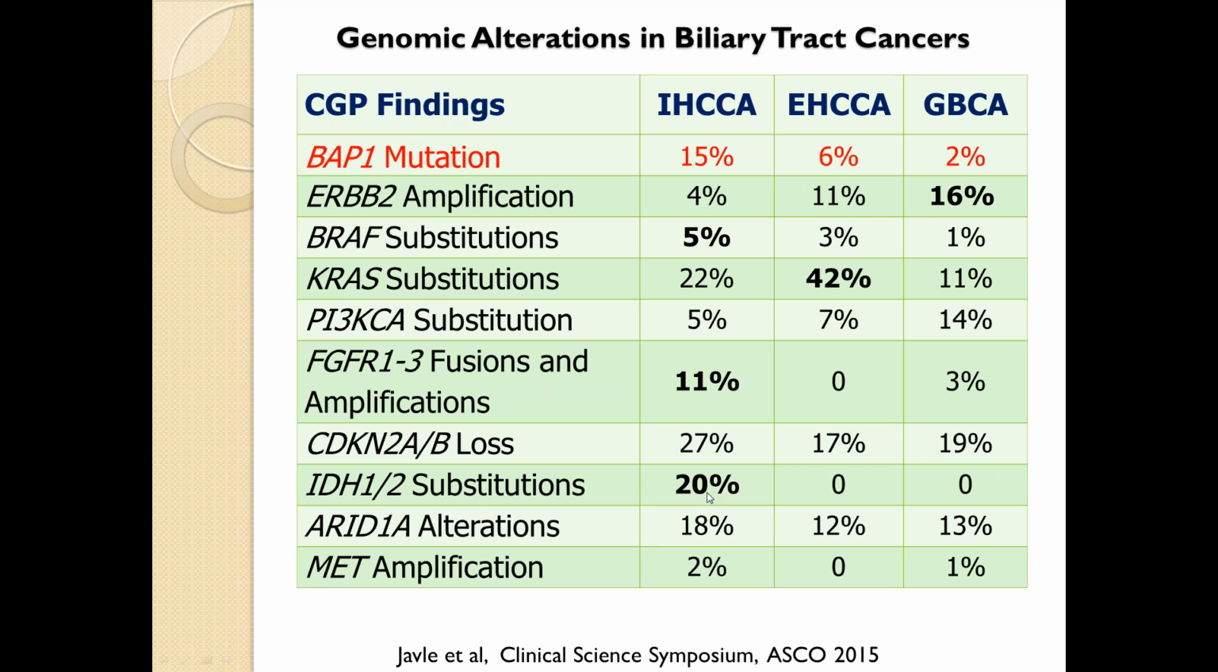IDH1 and 2 substitutions is another area where there are very promising targeted therapies. But the subject of the discussion today is the breast cancer-associated protein 1 mutation, or the BAP1 mutation, that occurs in about 15% of intrahepatic cholangiocarcinomas, and less frequently in extrahepatic and gallbladder cancer. And it appears to be related to a distinct clinical outcome.